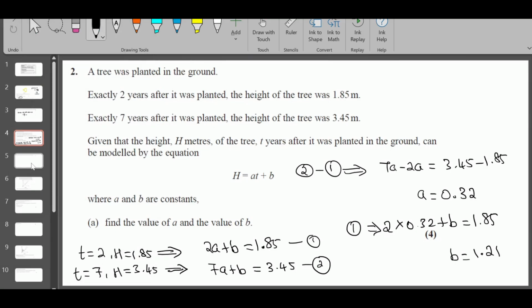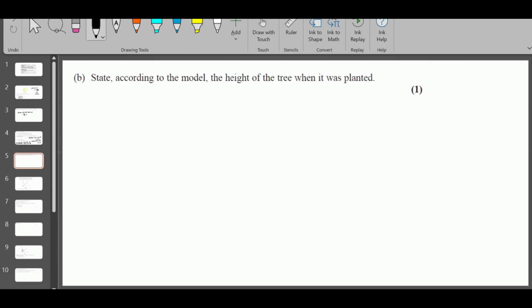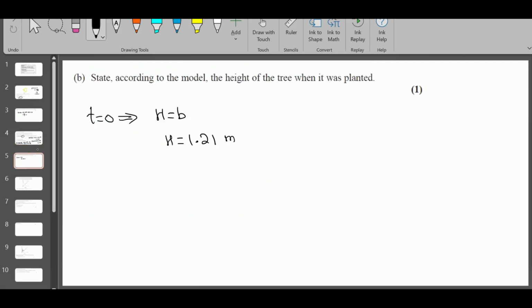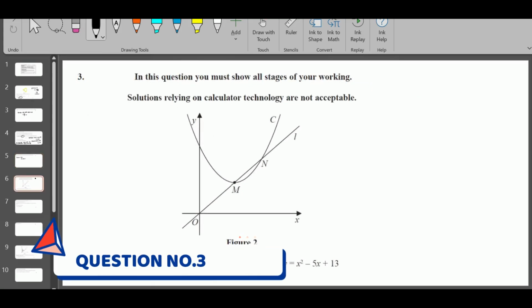Let's move on to part B. State according to the model the height of the tree when it was planted. So initial value. So you replace t by 0. So h is equal to just b, which is h is equal to 1.21 meter. So mention the unit here. It's meter, and the question is nothing is mentioned, so leave it as it is. That's the answer.